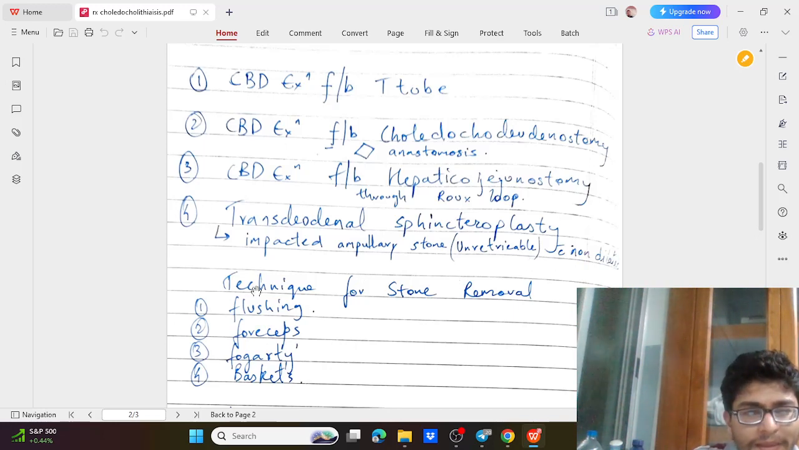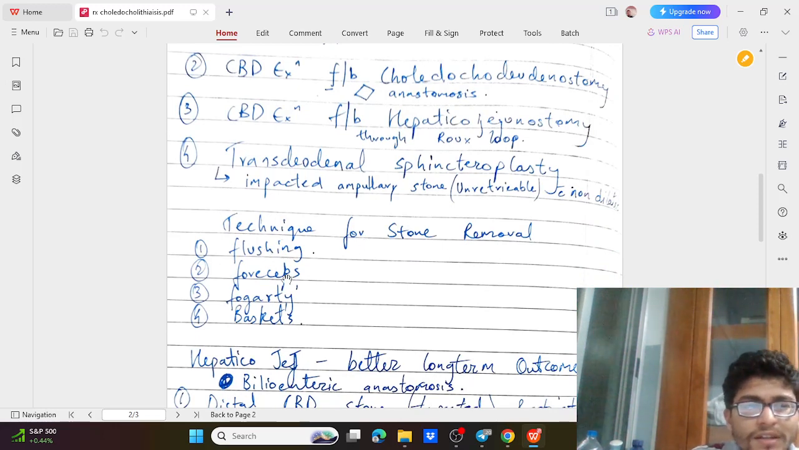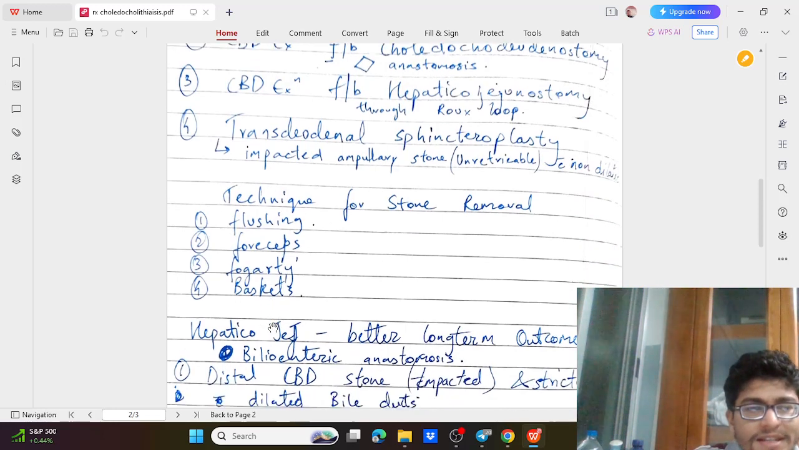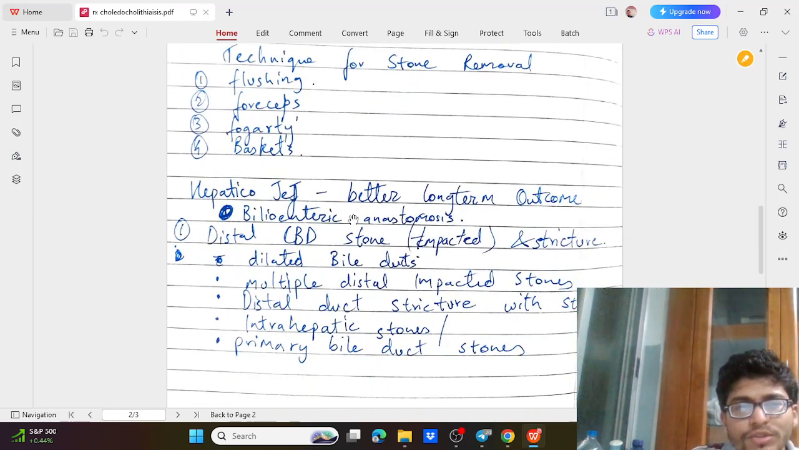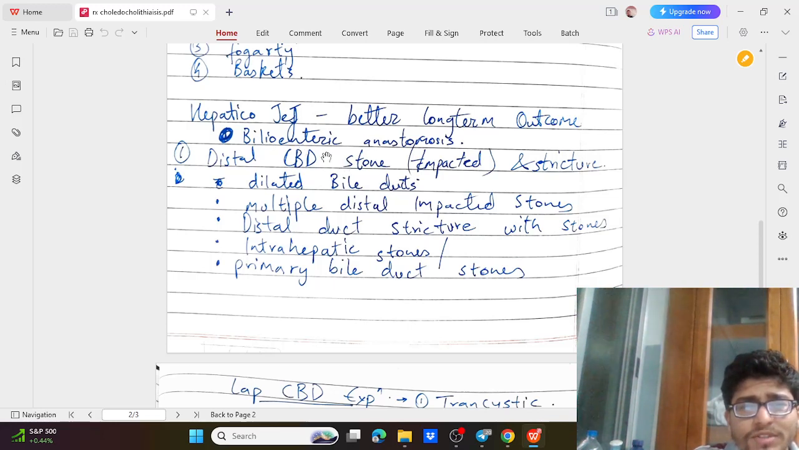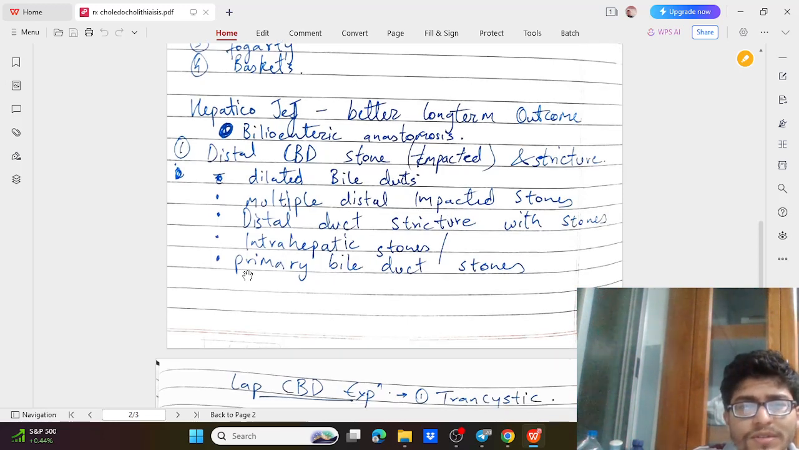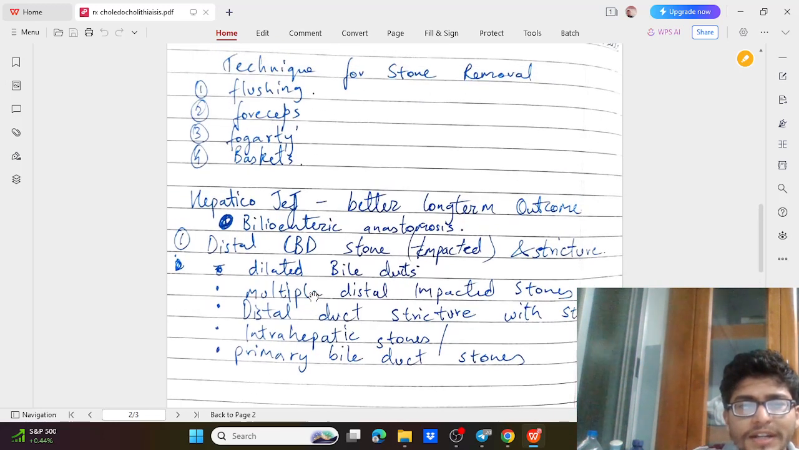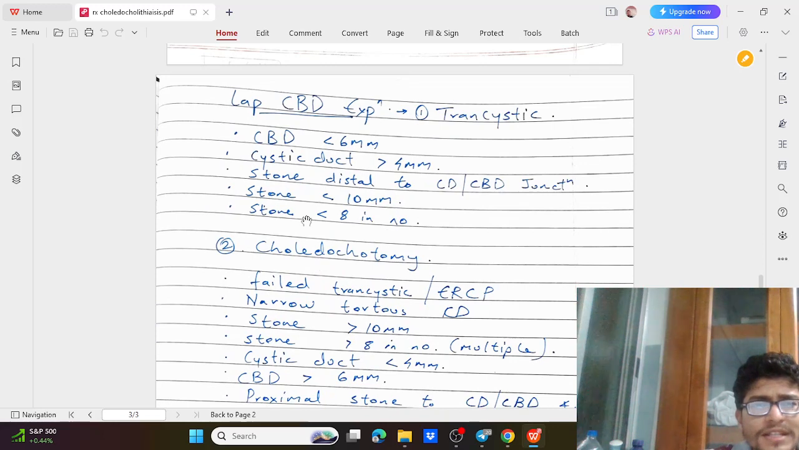In a non-dilated CBD, the techniques for stone removal are flushing, through the forceps, through Fogarty's, or through the basket. Now something about hepaticojejunostomy, which has a better long-term outcome. Now we'll see the bilioenteric anastomosis in detail. The indications are distal CBD stone which is impacted and having stricture, especially dilated bile ducts, multiple bile duct stones, distal CBD stones which are impacted, distal duct stricture with stones, intrahepatic stones, primary bile duct stones. So these are some of the indications for bilioenteric anastomosis, that is hepaticojejunostomy or hepaticoduodenostomy.